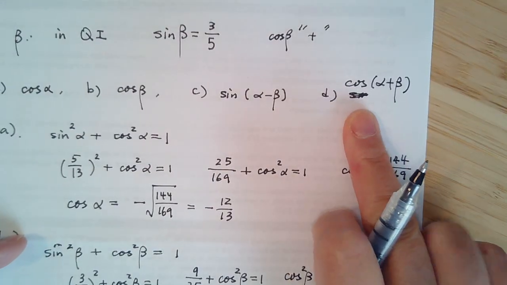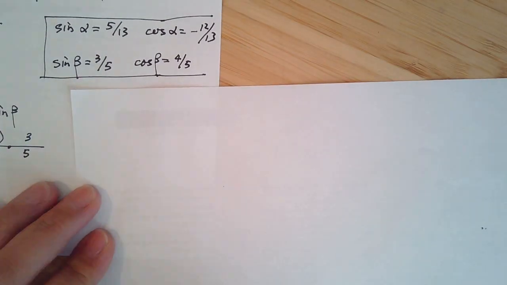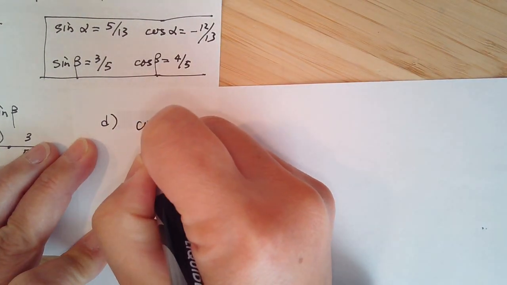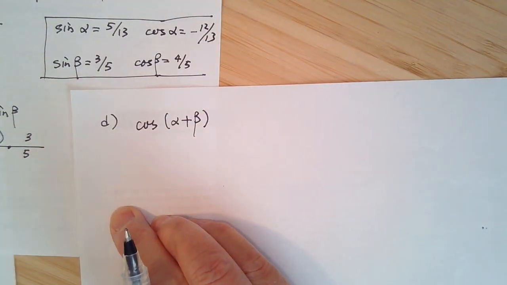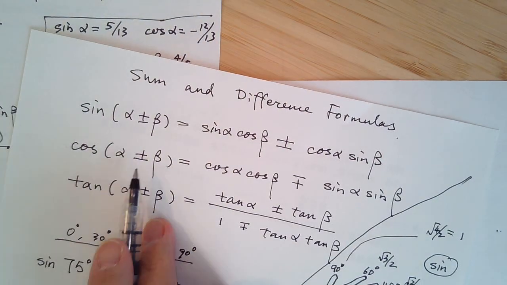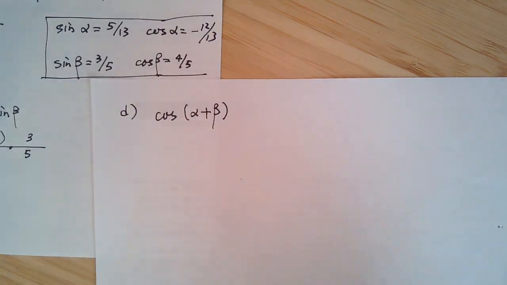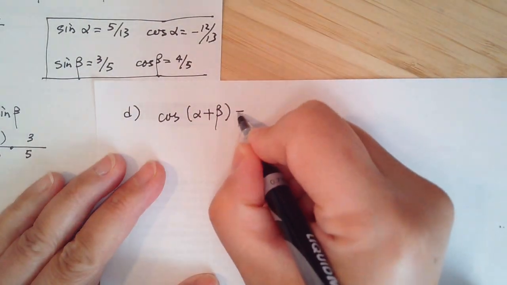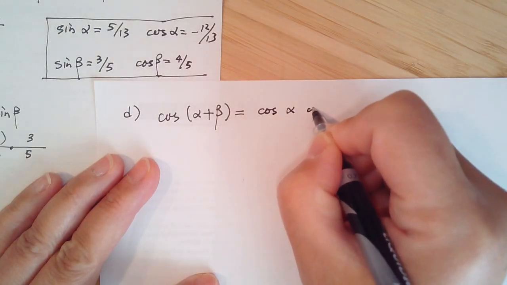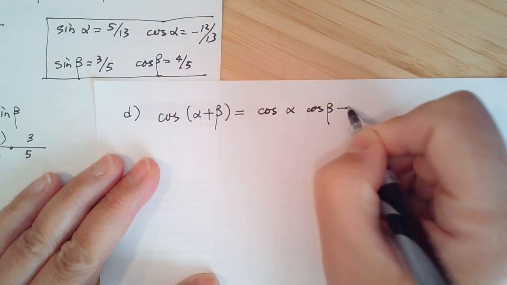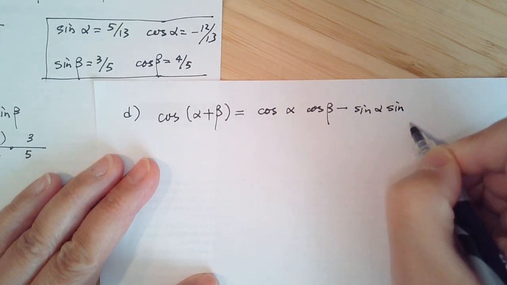And the last one, I need to find cosine of alpha plus beta. Cosine of alpha plus beta should be cosine alpha cosine beta minus sine alpha sine beta. So that's going to be cosine alpha cosine beta minus sine alpha sine beta.